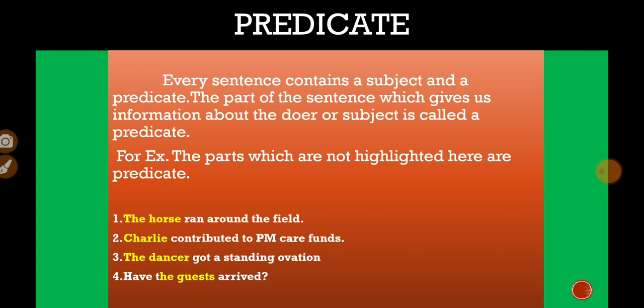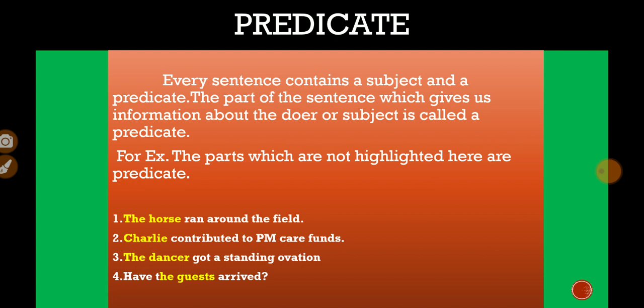Now let us come to the second one. Charlie contributed to PM Care funds. Let me apply the same technique here to get my answer. What did Charlie do? What would be your answer? Contributed to PM Care funds. Very simple. So in this way, by asking the what questions, you can identify or separate the predicate from a particular sentence.